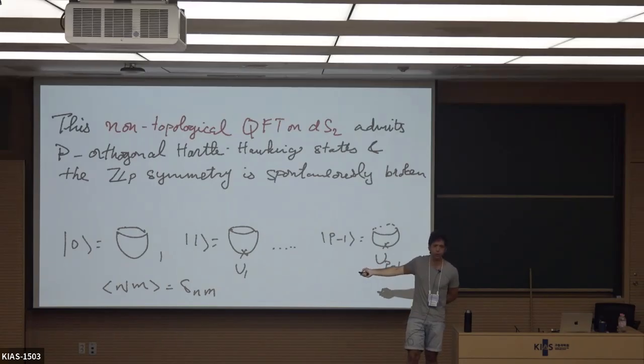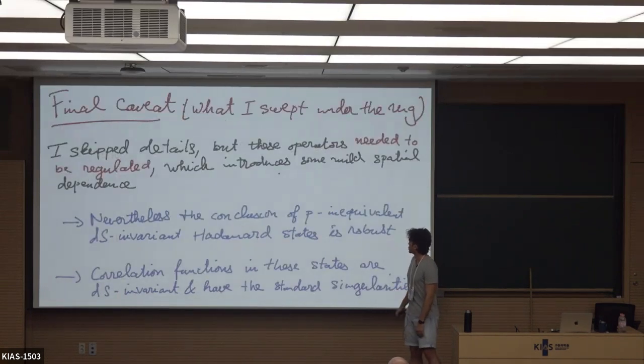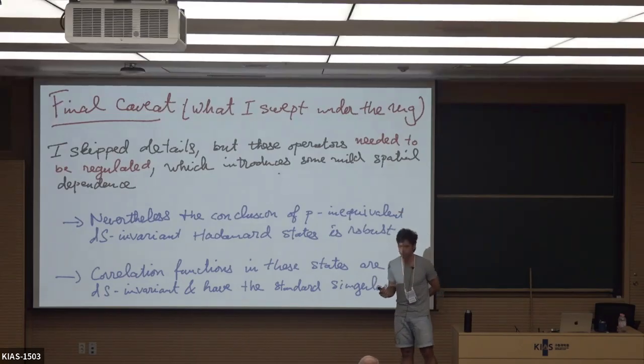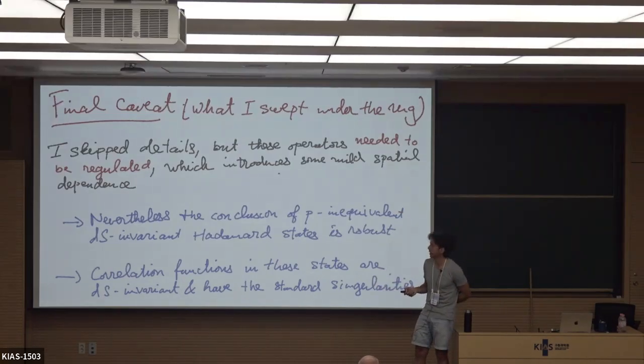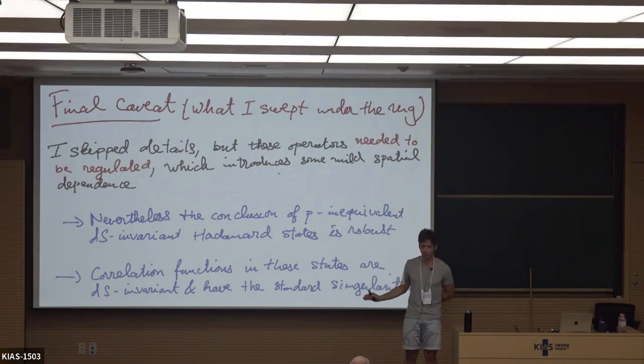So yeah, we can compute local operator expectation values in these states, also to any order and fully non-perturbatively. What we've shown is that in this model, which has a Z_P global symmetry, the Z_P global symmetry is spontaneously broken. There are P inequivalent, de Sitter invariant, Hadamard, Hartle-Hawking states, and it's a robust fact about this theory.